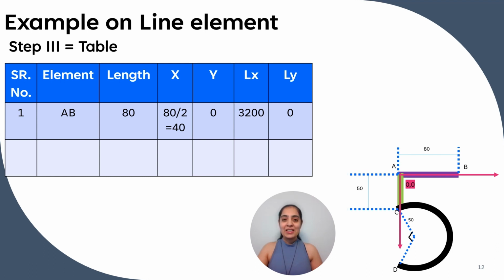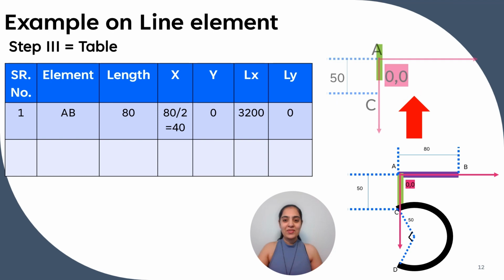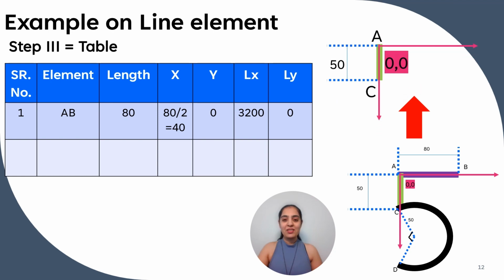Let's take the second element, AC. Let's separate it out. This is the element AC. Can you see? With all its dimensions, with its perfect location. Mark that in the table. Serial number 2, element AC, length is 50 units.